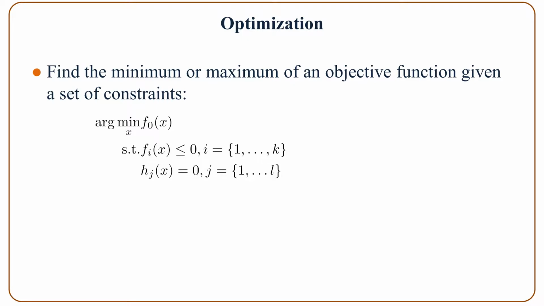What is optimization? Optimization is to find the minimum or maximum of an objective function given a set of constraints. So given an objective function, we minimize it with respect to a variable x, subject to a set of inequality constraints and equality constraints.